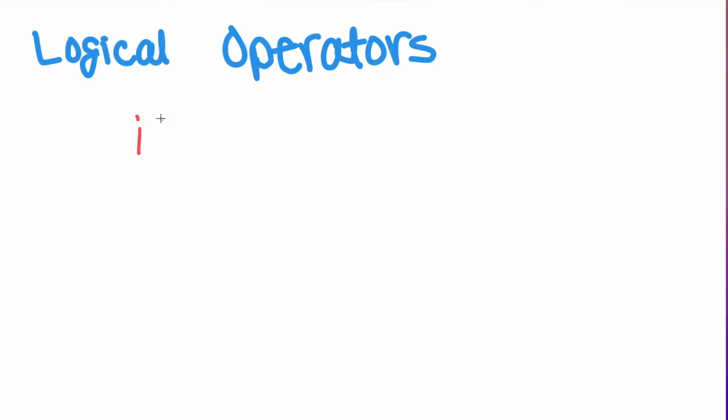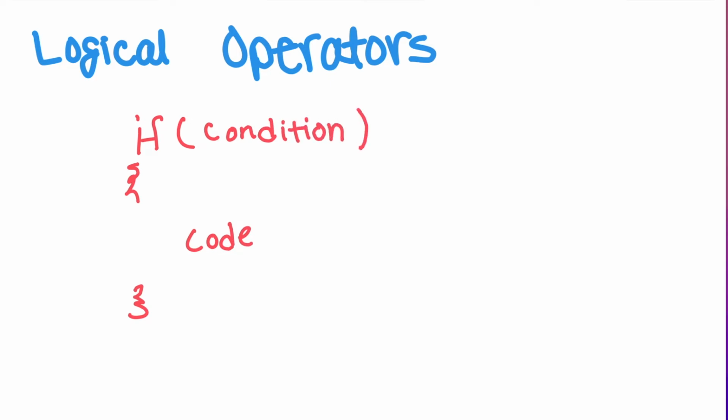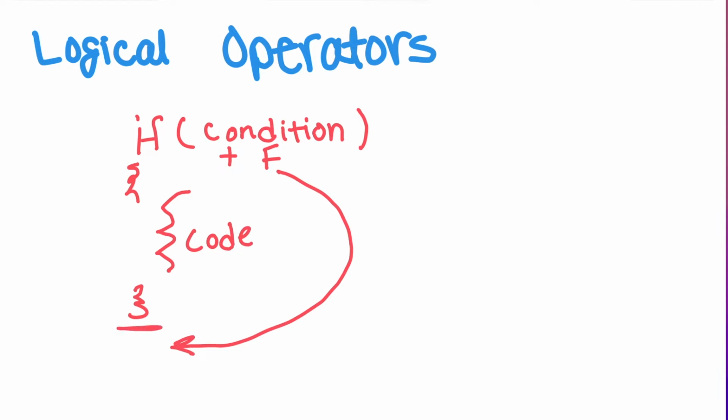So if you have an if statement, there's some type of code in here. This is going to be a condition, a true or false condition. If this is true, you're going to do this code. If this is false, you're going to skip over the code and go under the brackets. So if it's true, you're going to do whatever's in the brackets. If it's false, you're going to skip it.